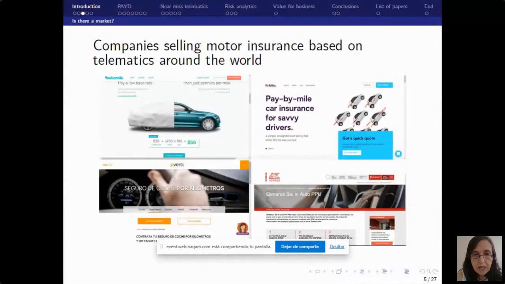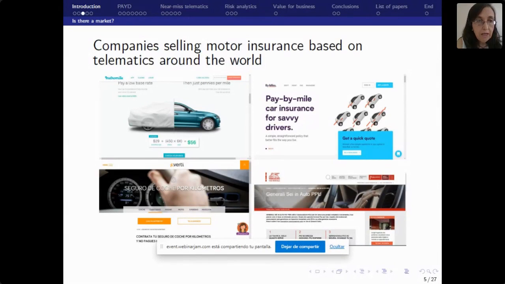Another thing that I want to stress here, and I'm not talking about rocket science, I'm just talking about real things. Insurance companies are really selling this kind of insurance, and we can really buy telematics insurance around the world. Here you have 4 examples. The first one is Metromile. This is a company based in California, where if we own a car in California, we can go to Metromile and we can pay by kilometers. So we will have a fixed cost and then a cost depending on how much we drive during the month.